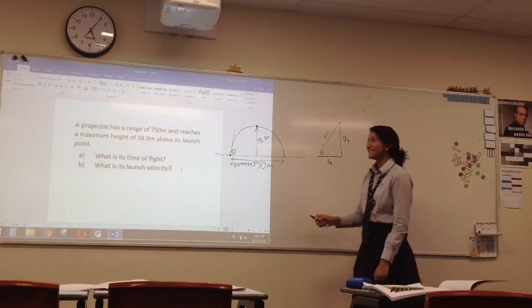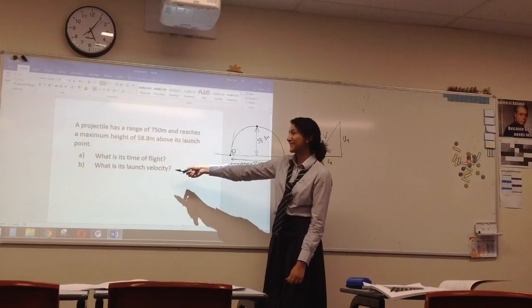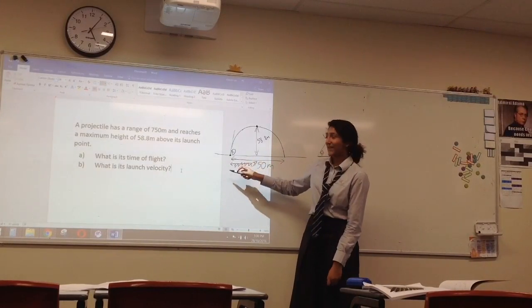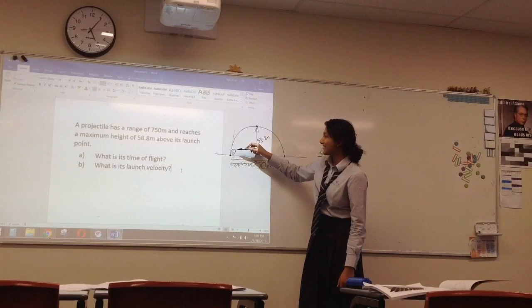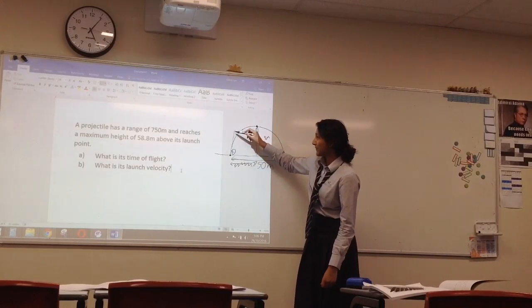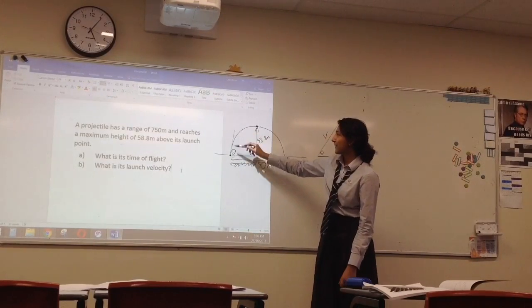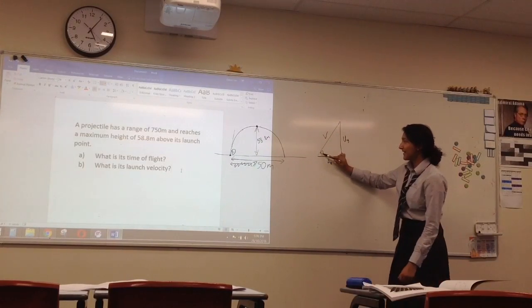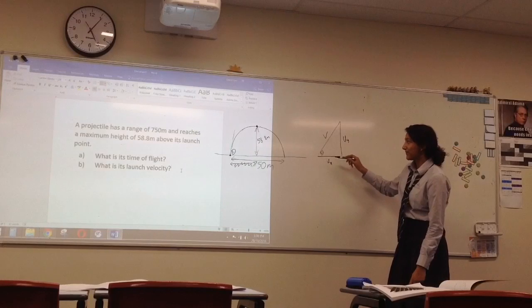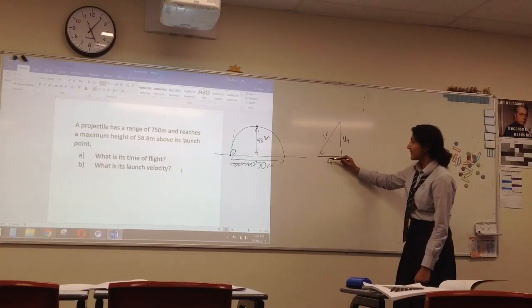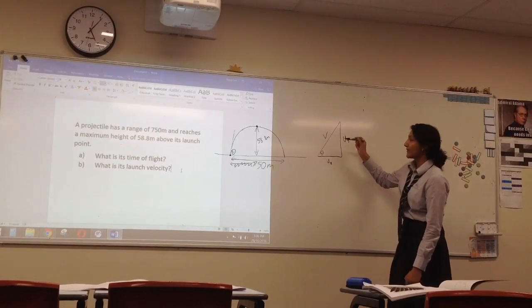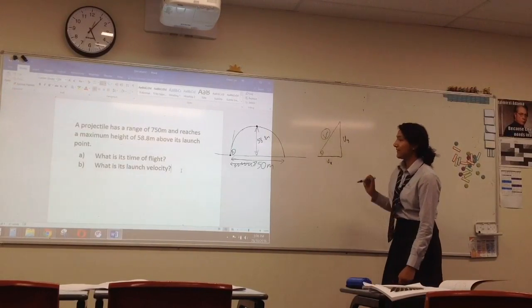In order to answer the second question, what is its launch velocity, we have to look at this point right here because that is where it's being launched from. We're trying to figure out the velocity, which is this line here. If we draw this triangle, that's theta, the angle at the horizontal, and this is our initial x component and initial y component, and that's our v, the velocity. So we're trying to figure out this v here.